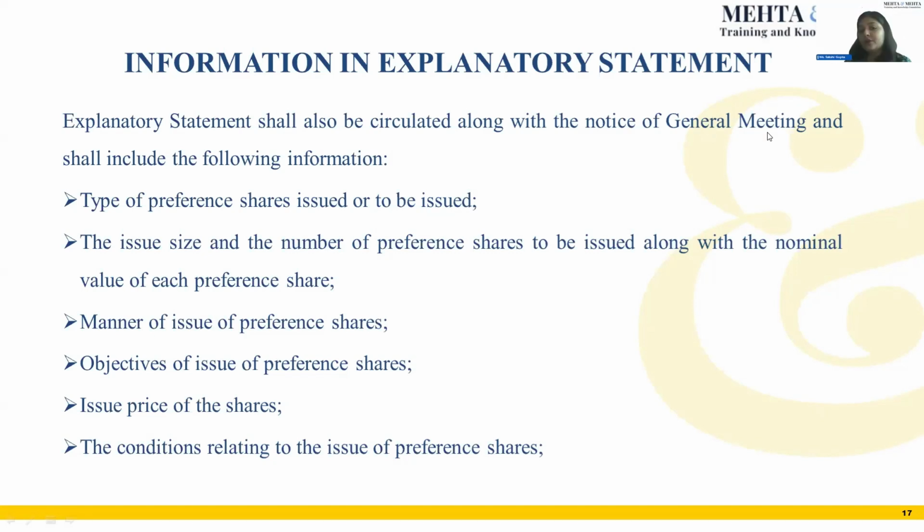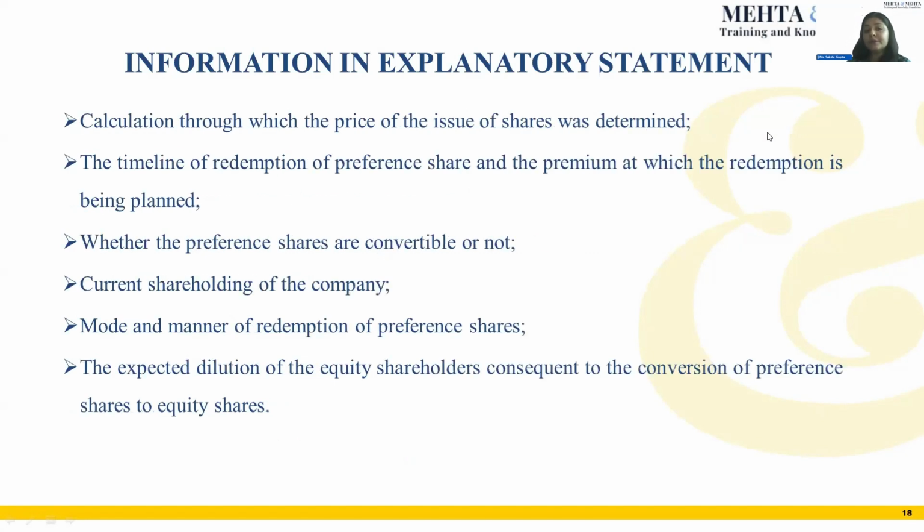So the explanatory statement is required to be circulated along with the notice of the general meeting and shall include the details relating to the types of preference shares which are required to be issued, the issue size, which will include the number of shares, their nominal or fair value, the manner of issue of preference shares, the reason why the preference shares have been issued, the issue price, any specific conditions relating to the issue of preference shares, the calculation of the price of the preference shares, the timeline of the redemption or whether it would be redeemed at a premium or par, whether the preference shares would be converted or not, the current shareholding of the company, and in case of convertible preference shares, if converted, the proposed shareholding of the company at the time of the conversion, which will include the dilution of the equity shareholders of the company as well.